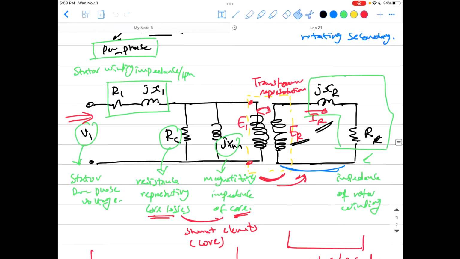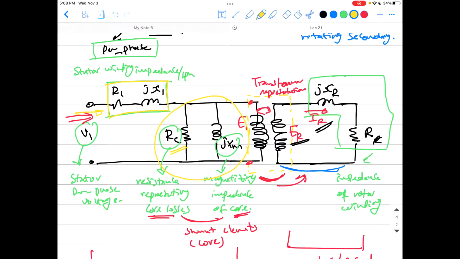Again, it's a per phase equivalent circuit, so this represents just one phase. Starting from the left-hand side, here the power comes in, so that is your stator representation. Here is R1 and jX1, the impedance of the stator: resistance and leakage reactance. And this is the shunt element, which represents the core. It has a resistance part which represents the core losses.